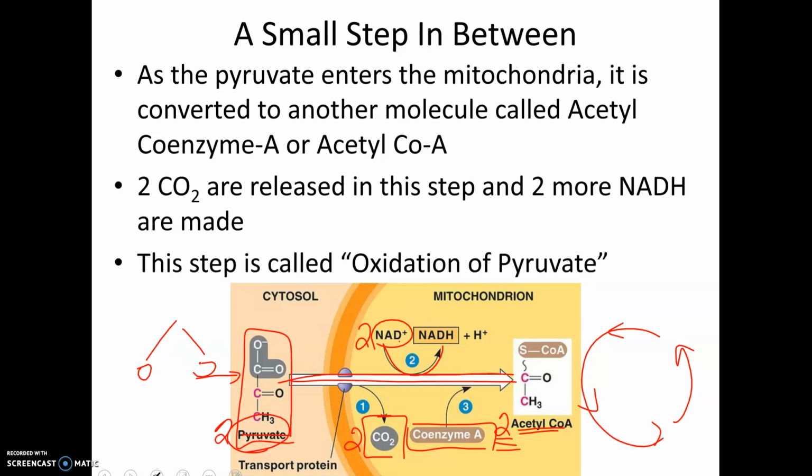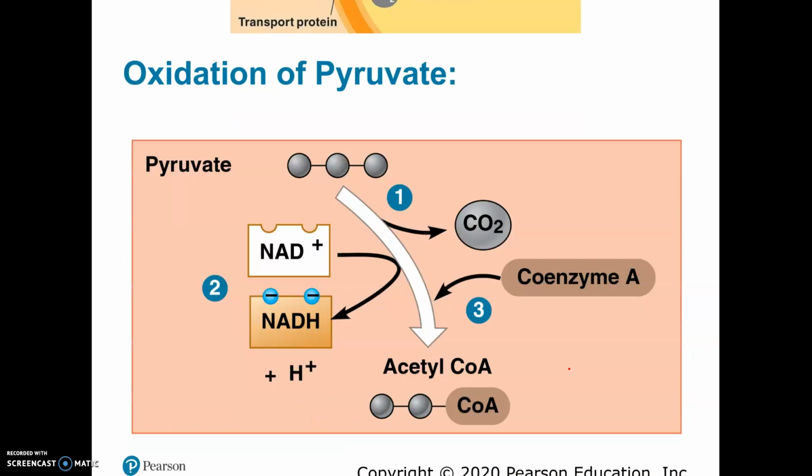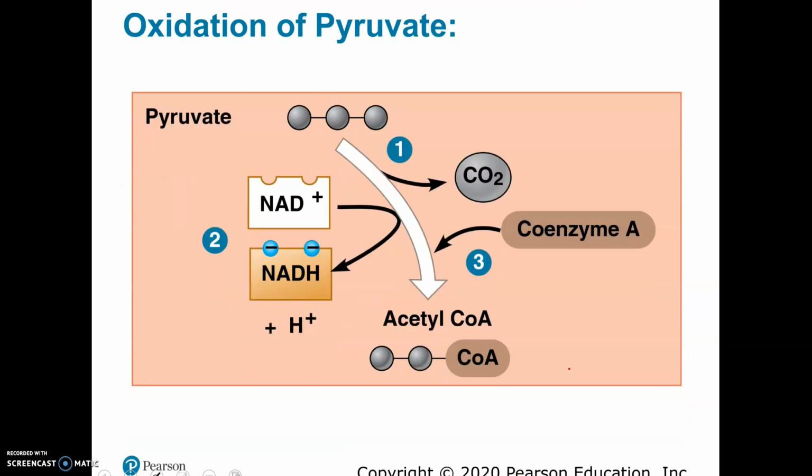Alright, and so this step is called the oxidation of pyruvate. It's kind of a minor step. It's not counted as one of the 3 major steps, but it does have to happen so that the pyruvate is now turned into something that's ready to go into our next major step, which is called the Krebs cycle.